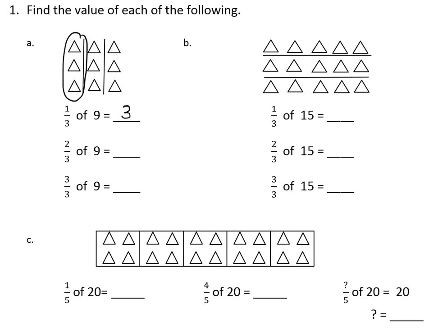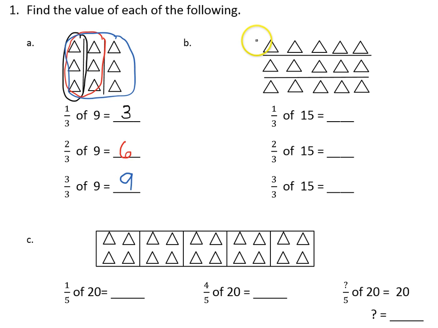Next, I'm asked to find 2/3 of 9. That means I need 2 of those groups. So 2 out of the 3 groups would give me 6 triangles. So 2/3 of 9 equals 6. And to find 3/3 of 9, I would need all 3 of my groups. So the number of triangles in all 3 groups is 9, which means 3/3 of 9 is 9.